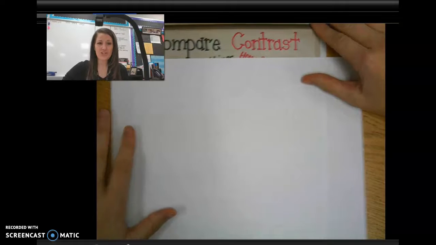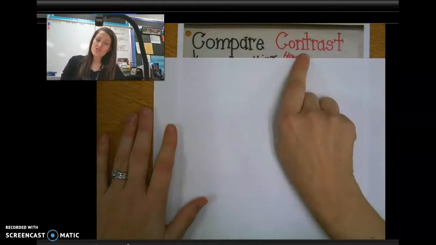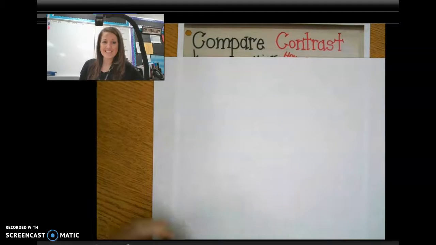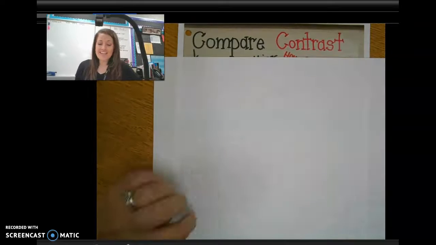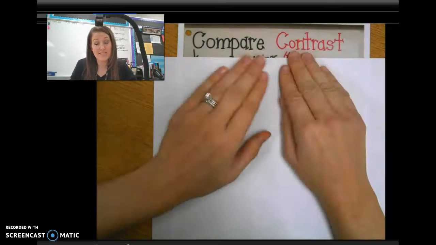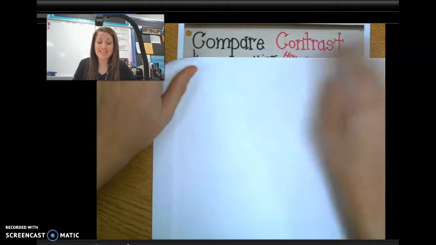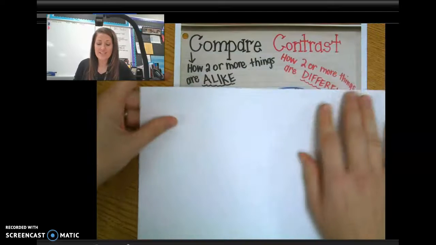Today we're going to learn about compare and contrast. So we're starting a new skill this week. And well, they shouldn't really be new. You've probably heard words that mean these things. Instead of compare and contrast, they probably said alike and different.